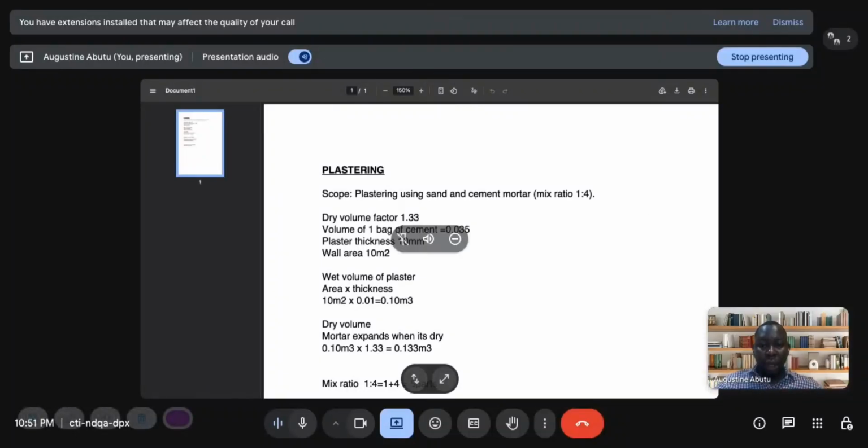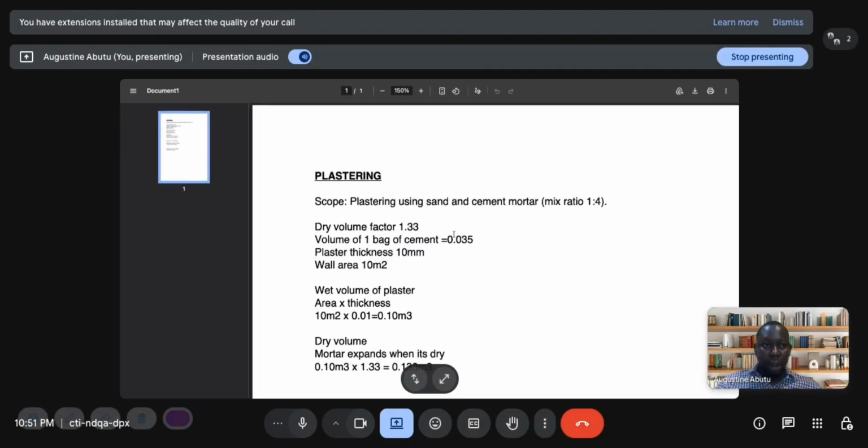Welcome back. Today we'll be looking at how to build up rate for plastering, and then we'll be looking at our mixed ratio of 1:4, and then we'll be looking at the dry volume factor, which is 1.33.